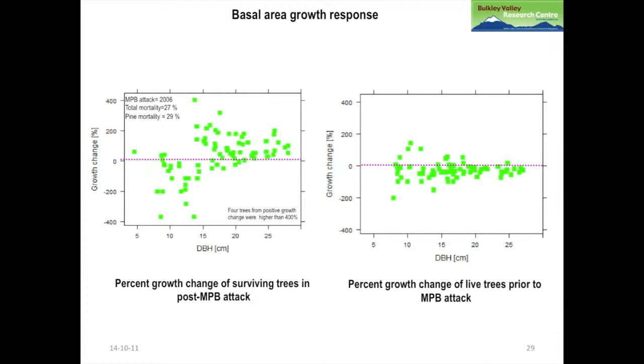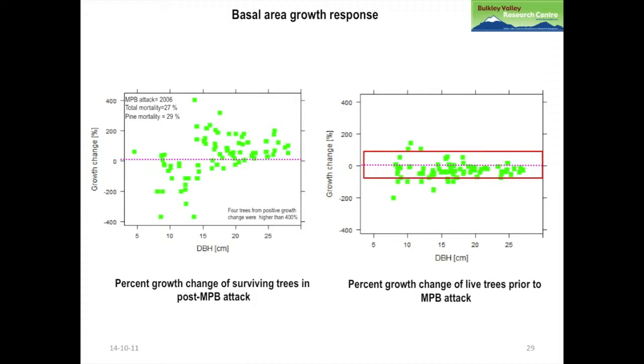If you have 3 measurements, you can sort out the period before the mountain pine beetle and the period after the mountain pine beetle. If you only have 2 measurements, you're in trouble. So there's 2 things I want you to notice here. One is how many trees are doing really poorly after the beetle, and there's a bunch that are doing well.